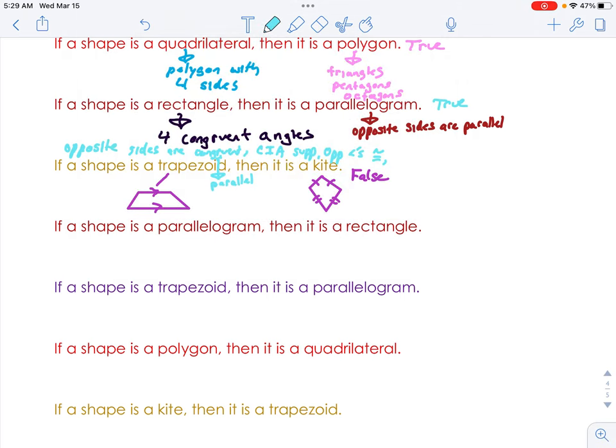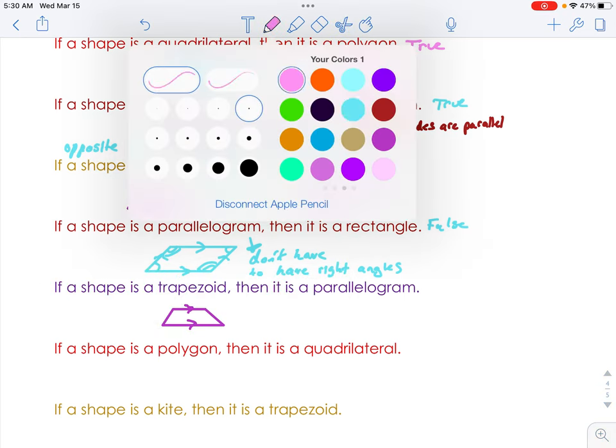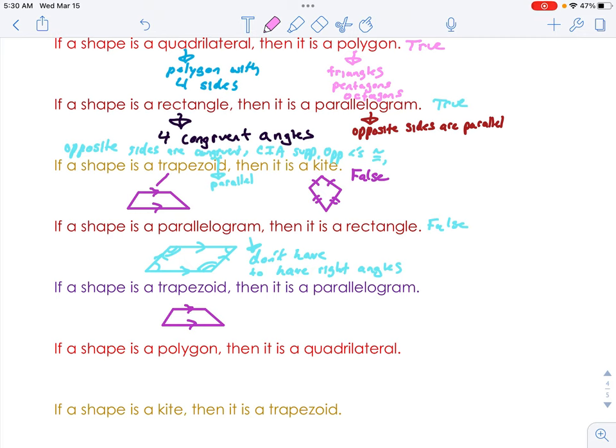All right, if a shape is a parallelogram, then it is a rectangle. This is false. So all rectangles are parallelograms, but not all parallelograms are rectangles. And again, we're getting to the point where we can maybe just draw pictures. Parallelograms don't have to have right angles. If a shape is a trapezoid, then it is a parallelogram. Boom. We built up some pre-work in these other problems where now we can just start drawing pictures and recite some stuff. No, trapezoid just has at least one pair of parallel sides. Parallelogram has to have two, so this one's false.